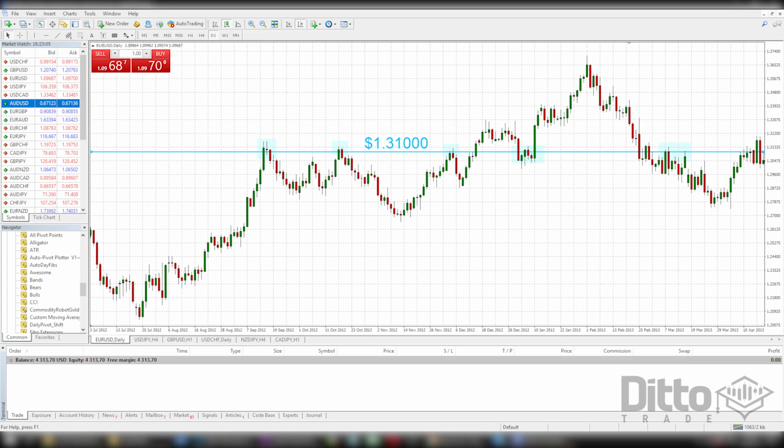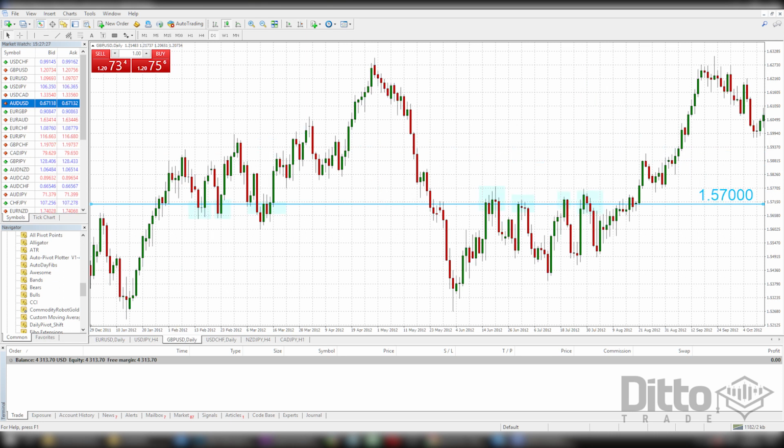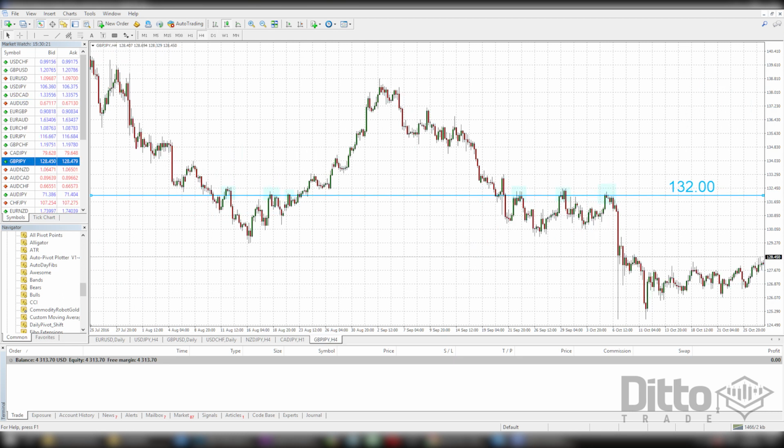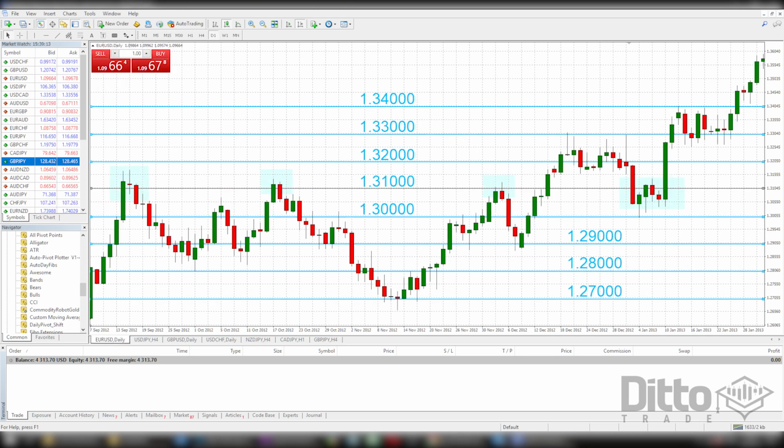So what are the whole numbers? Traders will often refer to these whole numbers as double zeros, as the prices are at even numbers such as 1.3100 on Euro USD, 1.5700 on GBP USD, or 132.00 on GBP JPY. Here we have the Euro USD chart with the double zero figures highlighted.